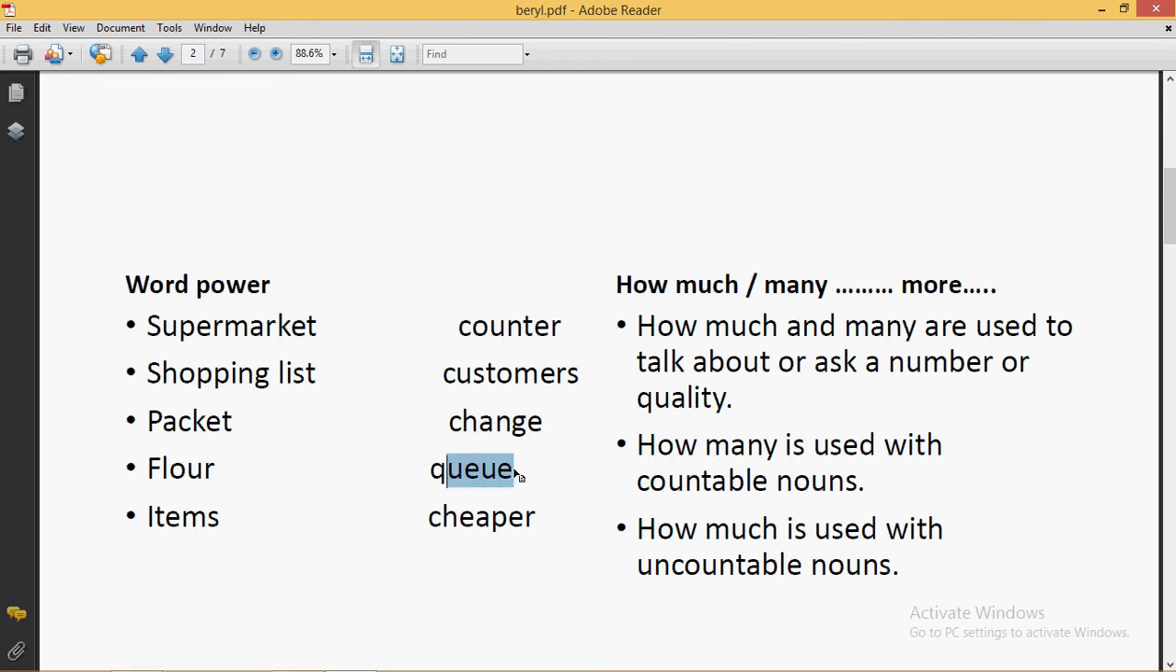Queue. What is a queue? A queue is a line. If somebody tells you, make a queue, to make a queue means make a line.